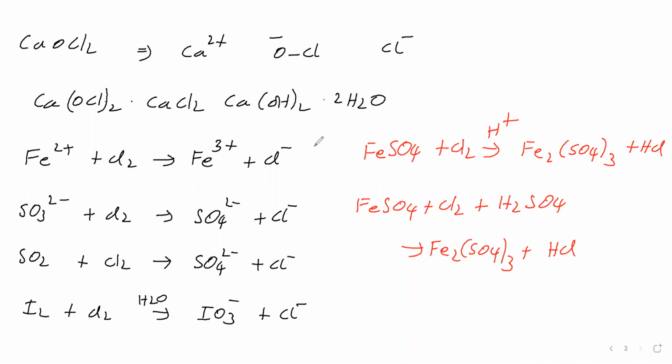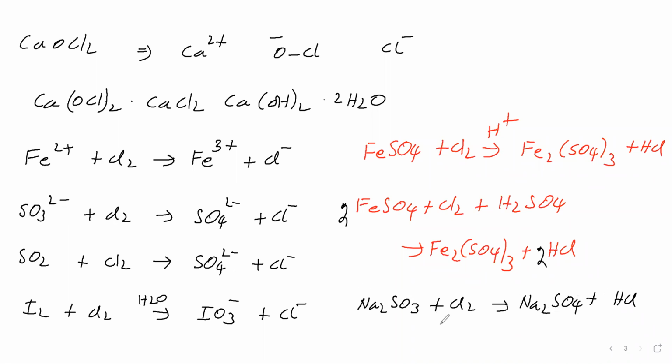Now we will balance this one. Ferrous sulfate we will take two times, and HCl two times we will write. Okay. Next we will see this reaction. We want sulfite. We will take sulfite in the form of sodium sulfite, Na2SO3, plus Cl2. We are getting sulfate, sodium sulfate, Na2SO4. Cl minus we will write as HCl.